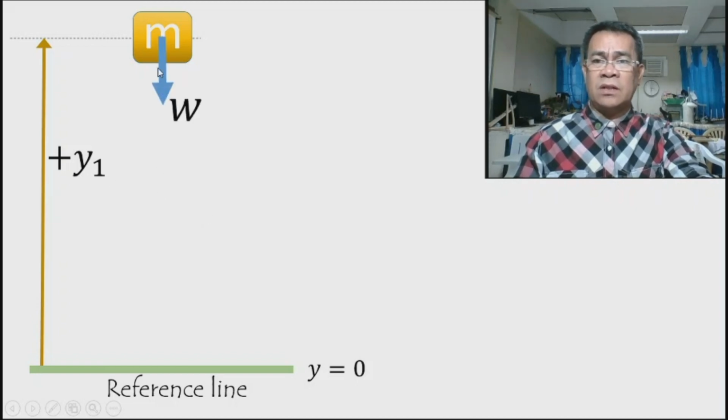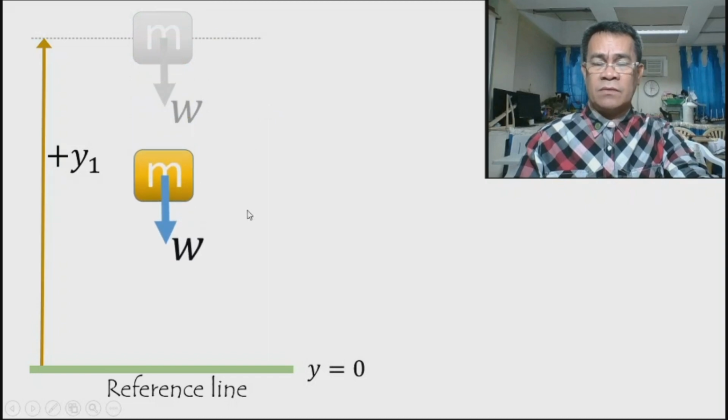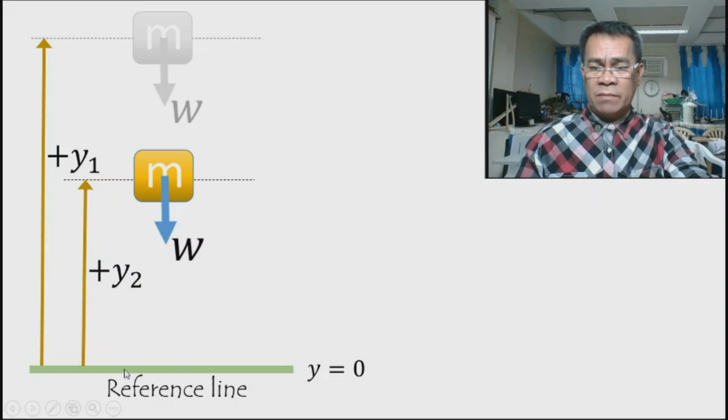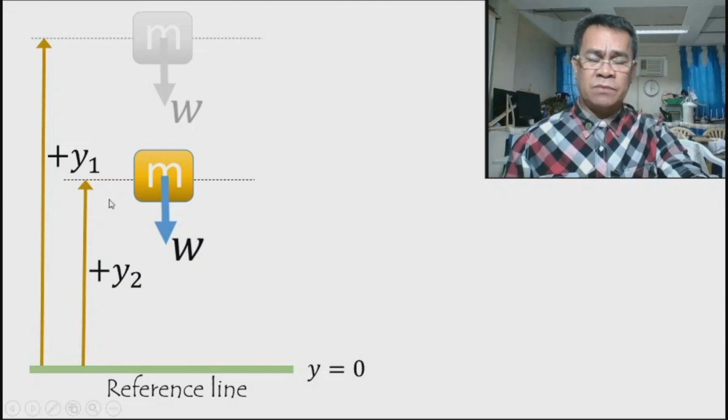Now take note that we have the weight. The weight is the mass times gravity, or the force that the Earth exerts on that mass. So this object moves downward in the direction of the weight. It starts from the initial position and we have the final position. The final position is positive y2, because again this is above the reference line, where the line is 0. So the particle moves from y1 towards the position y2.